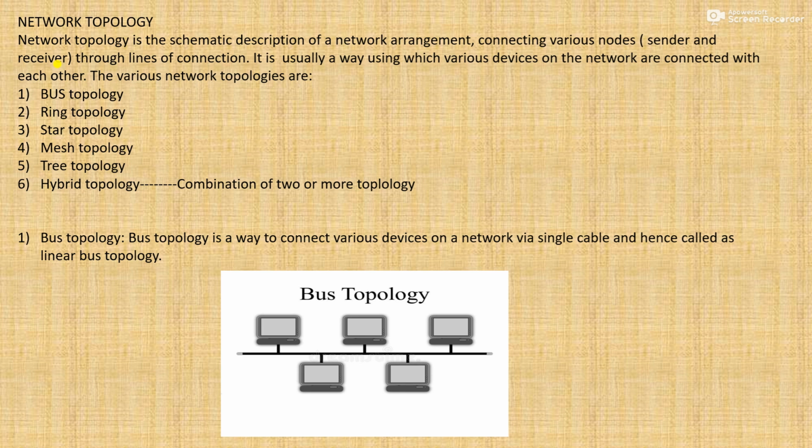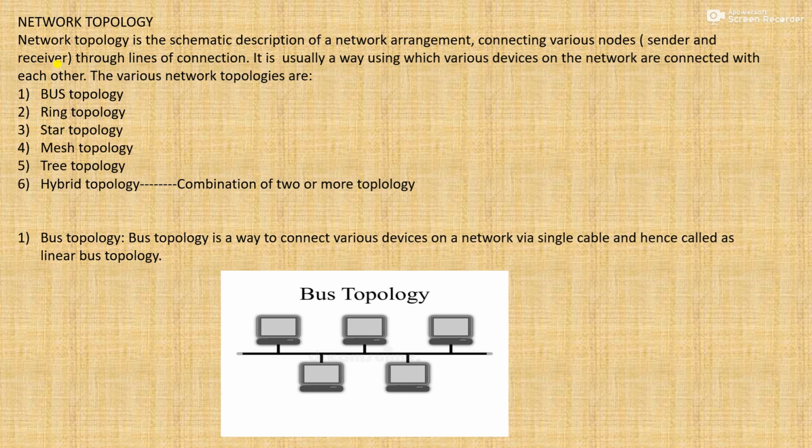Okay, now various network topologies are bus topology, ring topology, star topology, mesh topology, tree topology, hybrid topology, and hybrid is a combination of two or more topology. Hybrid इन दोनों सभी में से किसी दो का combination होता है, ठीक है. Now let's discuss the first topology that we have. This is a bus topology. Bus topology क्या होता है?